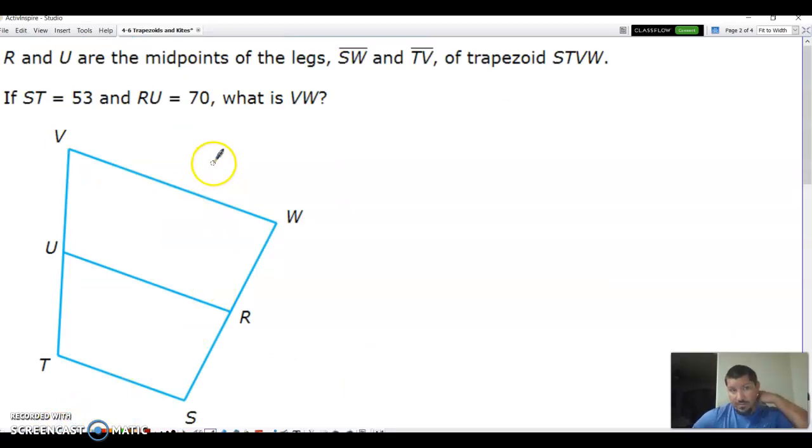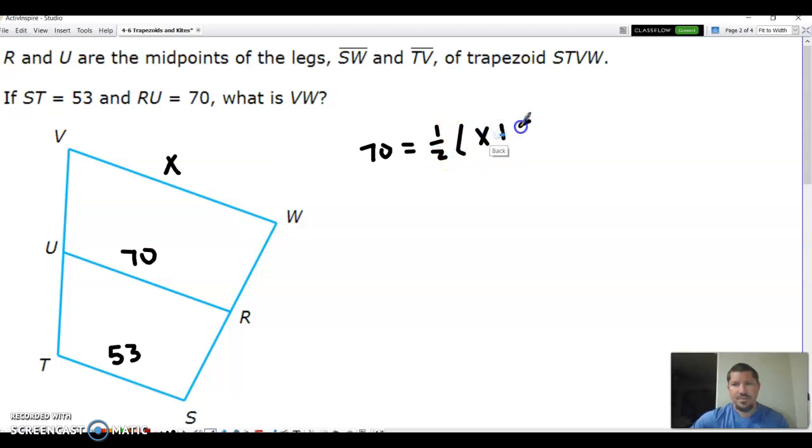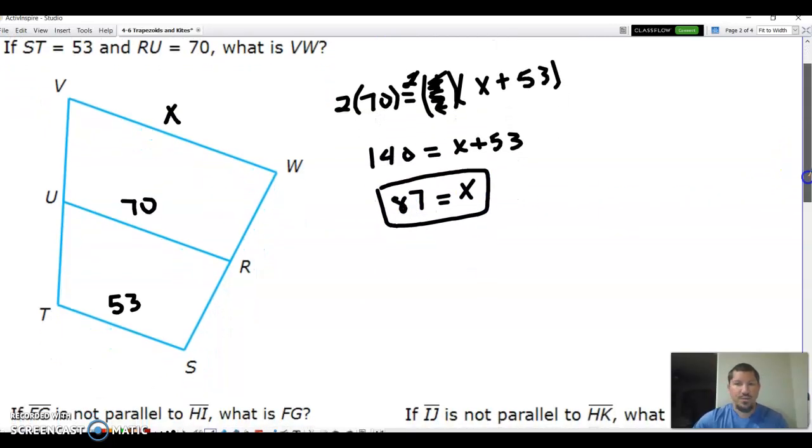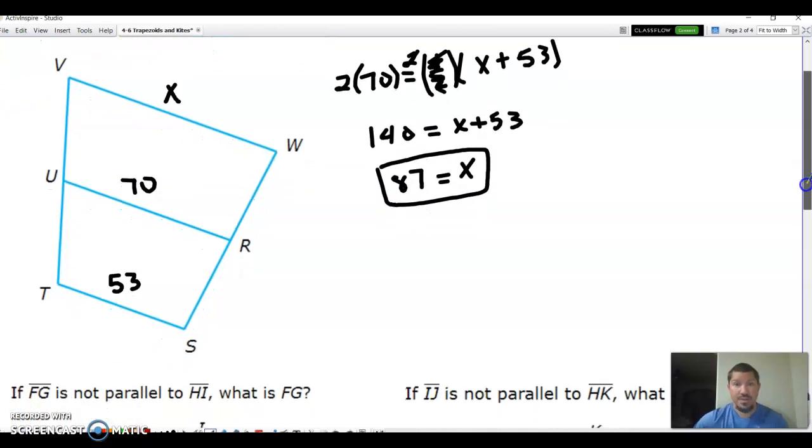Alright, so this one's going to be a little different, but really the same concept. So we want to find VW. We're told that RU, which is a mid-segment, is 70 and ST is 53. Okay, so in this case the 70 is equal to half of X plus 53. I want to get rid of this half, so I'll multiply by 2 on both sides. This 2 cancels with that half, which leaves me with 140 equals X plus 53. Subtract the 53, and X is going to be equal to 87. Again, if you need to use a calculator, phone calculator, any 4-function calculator, any calculator you have at home, when numbers are big like that, go ahead.